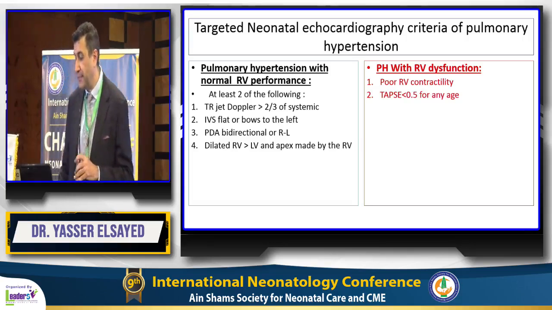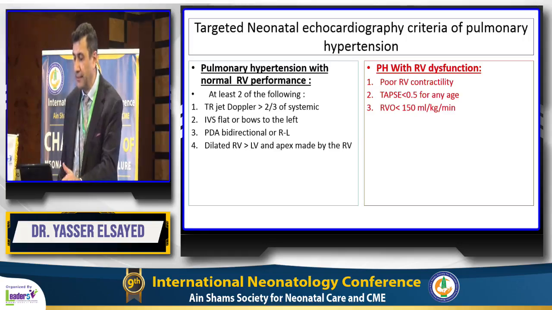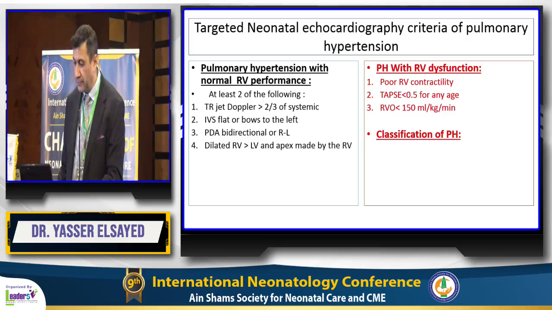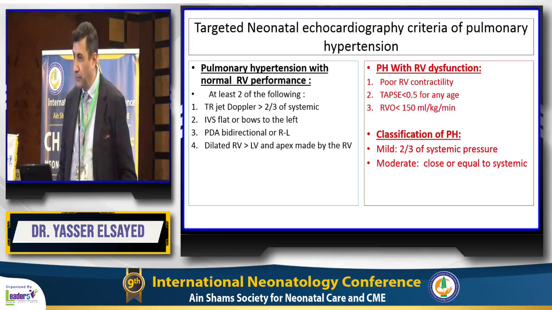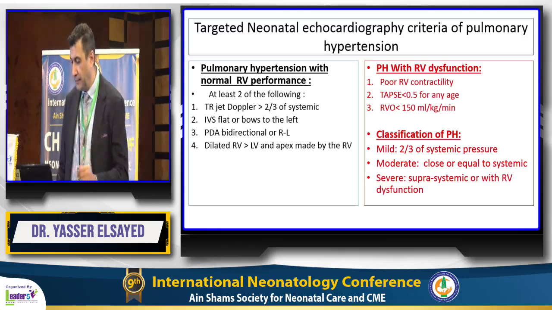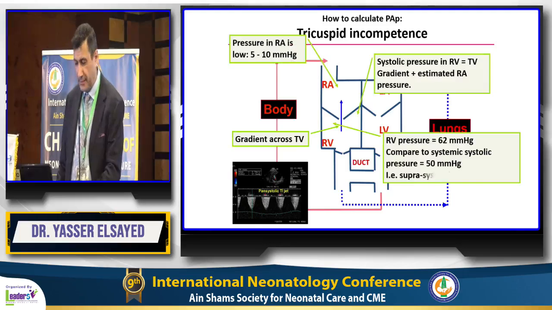Or pulmonary hypertension with RV dysfunction, which can be diagnosed easily by echo. There is a parameter called the tricuspid annular plane systolic excursion. If it is low, it means there is RV dysfunction, or you can also evaluate the RV output by echocardiography. If you have less than 150 ml per kg per minute right ventricle output, that could be considered a marker of RV dysfunction. And classification of pulmonary hypertension: mild if the pulmonary artery pressure is 2/3 systemic, moderate if close to or equal to systemic, severe if you have suprasystemic pulmonary artery pressure, or any pulmonary artery pressure with RV dysfunction. Tricuspid regurgitation is important. I may just skip some slides for the sake of time.